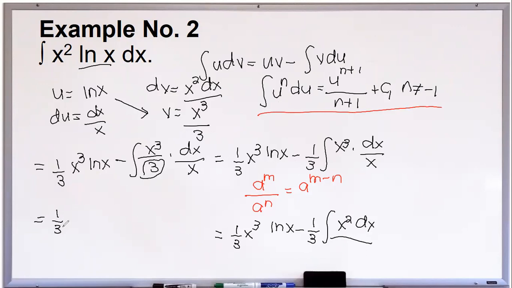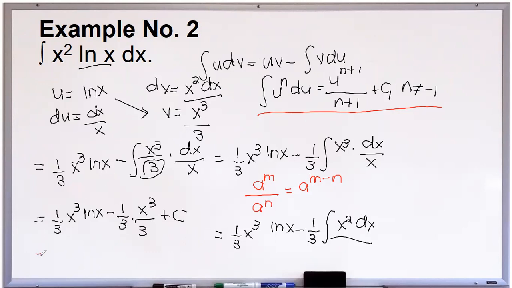So 1/3 x cubed ln of x minus 1/3 multiplied by x cubed, kasi x raised to 2 plus 1, over 2 plus 1, over 3. Then plus c. So hindi pa 'to yung ating final answer.